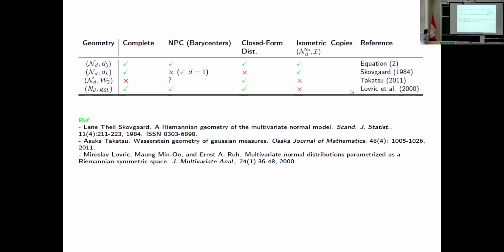So in the literature, up to our knowledge, we were not able to find other metrics or geometries on this space with these characteristics. So again, if you know some other geometry that can fit in this framework that we are not aware of, any suggestion is welcome, okay.